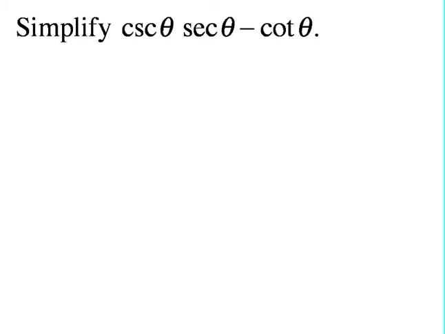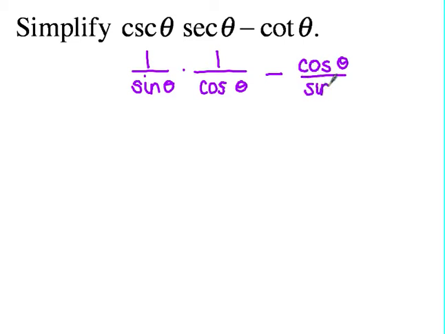First rule of thumb, change everything to sine and cosine. Change everything to sine and cosine. Okay, that's one of the things to look for. So how can I write cosecant? 1 over sine, right? How can I write secant? What's secant? 1 over cosine. Okay, let's try and write that one again. There, 1 over cosine. Minus, what's cotangent? Cotangent is 1 over tangent or cosine over sine. Remember what I said, change everything to sine and cosine.